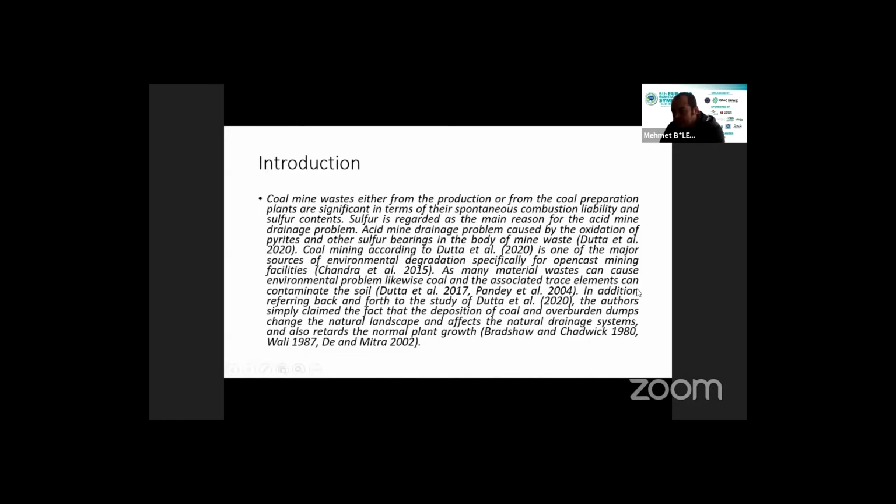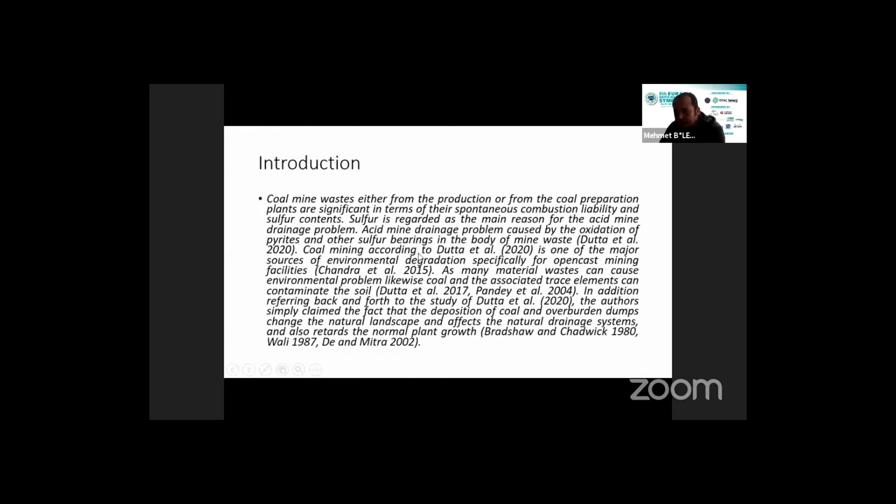Coal mine waste, either from production or from coal preparation plants, is significant in terms of its spontaneous combustion liability and sulfur content. Sulfur is regarded as the main reason for the acid mine drainage problem. Acid mine drainage is caused by the oxidation of pyrites and other sulfur bearings in the body of mine waste.